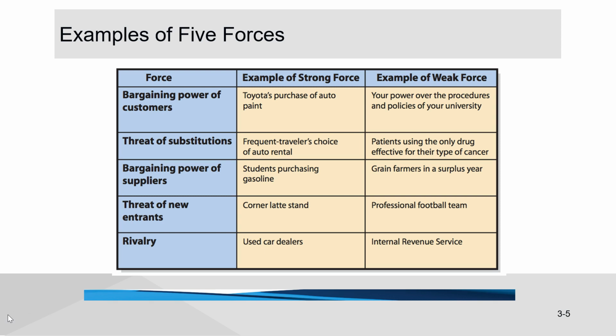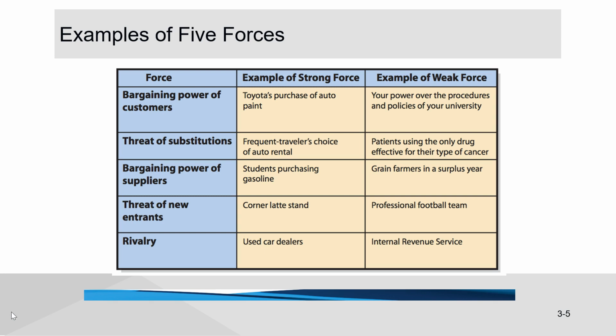Okay, what about a strong force? The bargaining power of suppliers is strong when someone is purchasing gasoline. If we don't really like the price of gasoline, yeah, there are some cheaper options out there, but really we need that gasoline to get around if we're a student or if we're a worker. So really the bargaining power of suppliers is pretty high there. We can't do without gasoline.